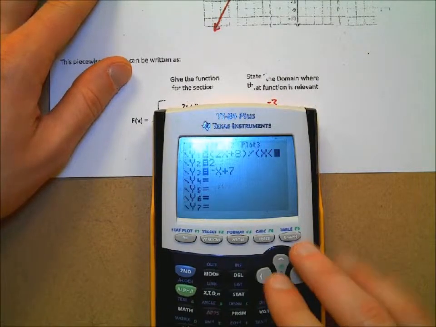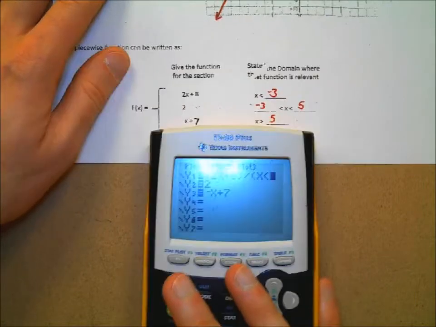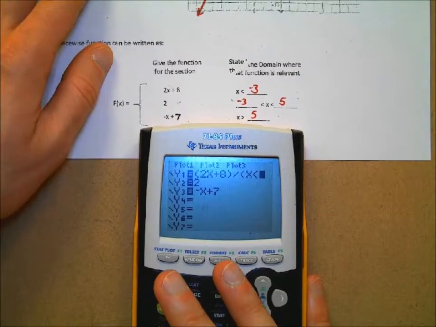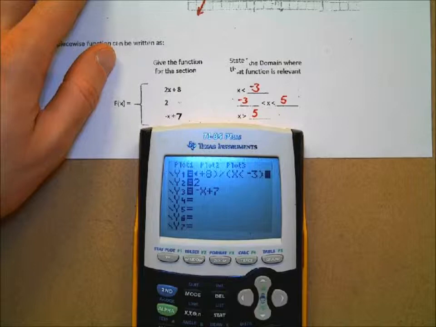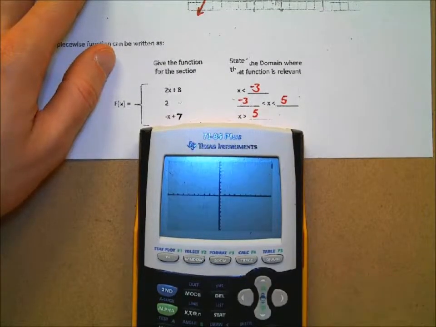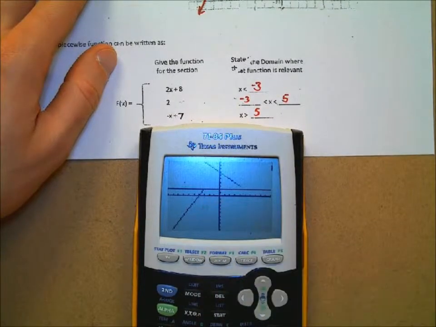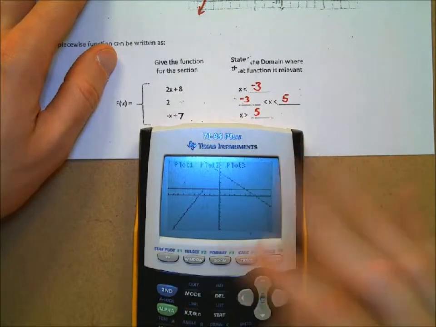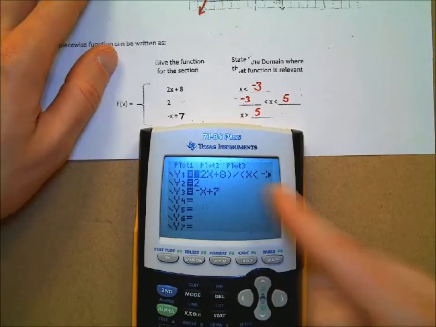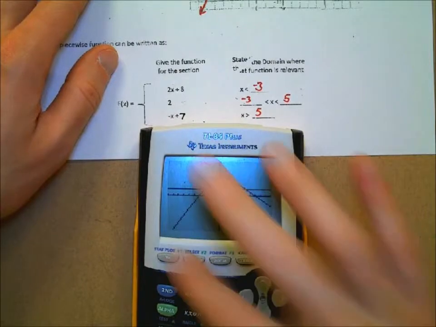Okay, and see I have x less than. And I want to be less than what? According to my piecewise function, I want x less than negative 3. And then close the parenthesis. Now, let me show you how our graph changes. My line stopped. See? It didn't go beyond negative 3. Right? I said x less than negative 3, and when I graph the line, it stops at negative 3 now. It doesn't keep going.